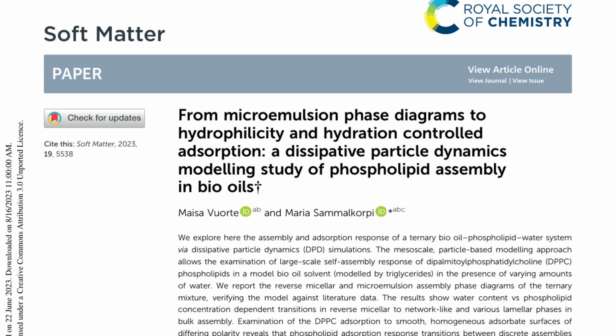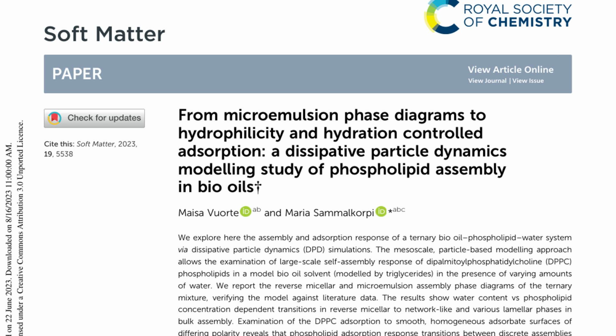The researchers aim to obtain reverse micellar and microemulsion assembly phase diagrams of the ternary mixture and verify the model against existing literature data. The significance of the study lies in the accurate prediction of the large-scale assembly response and morphology changes, including adsorption response, in terms of system variables.